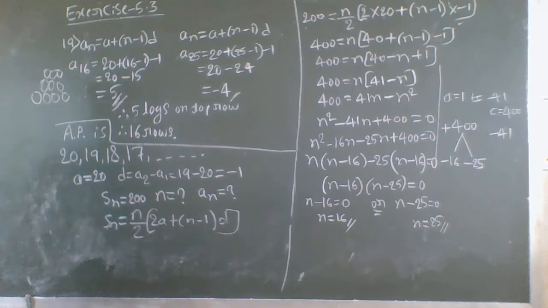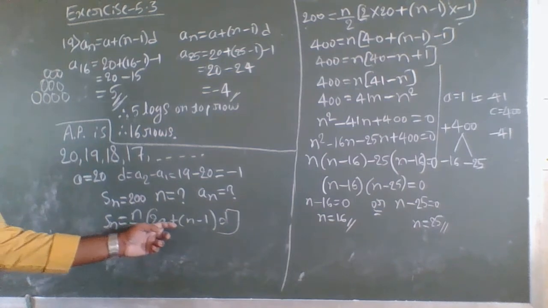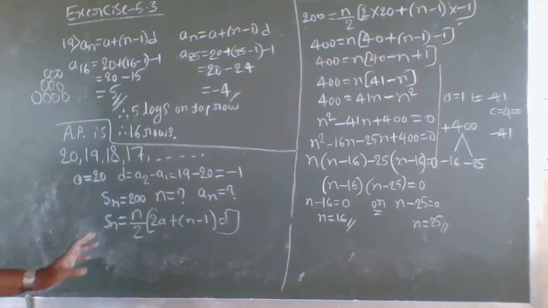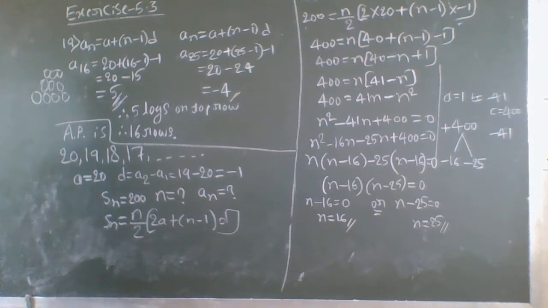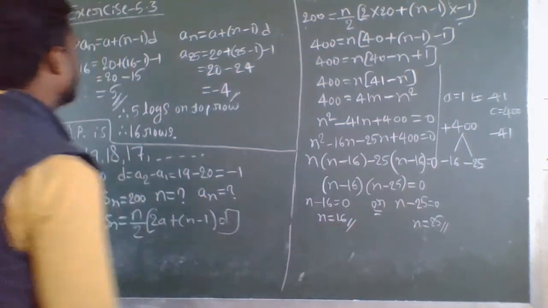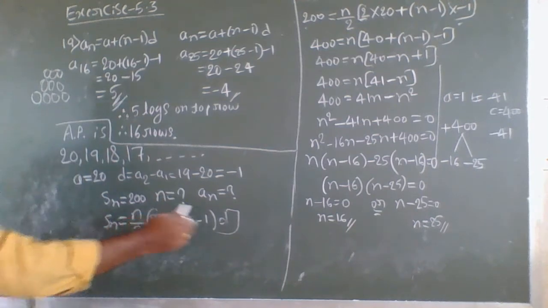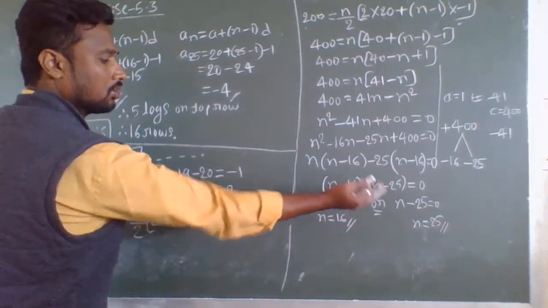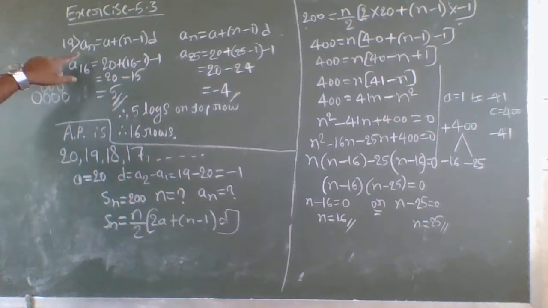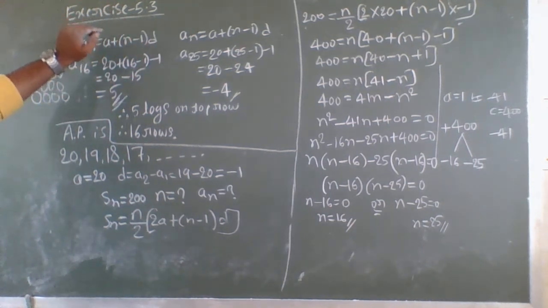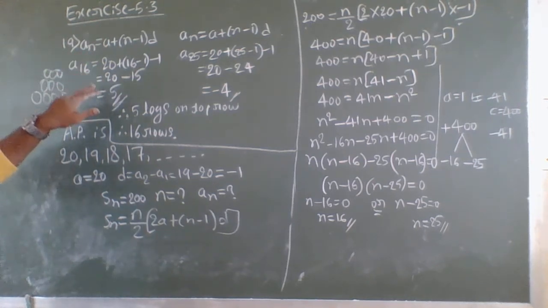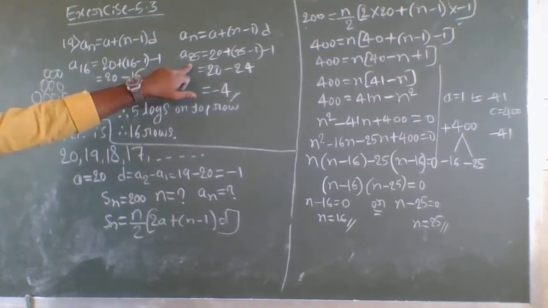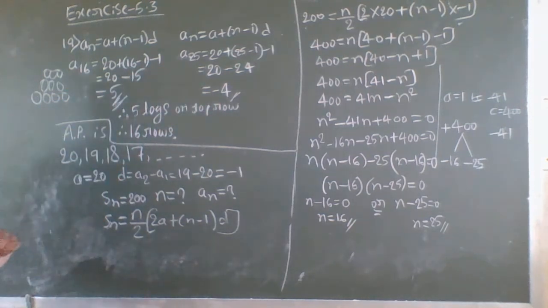So to calculate n value, I use the formula Sn is equal to n by 2 into 2a plus n minus 1 into d. So here by using this formula, I got the n values as 16 and 25. Here both are positive values. So I will consider both the values and calculate an values. Means there may be 16 rows or 25 rows. But when we calculate an values, an means number of logs on the top row, if n is equal to 16, we got the answer as 5. If n is equal to 25, we got the answer as minus 4.